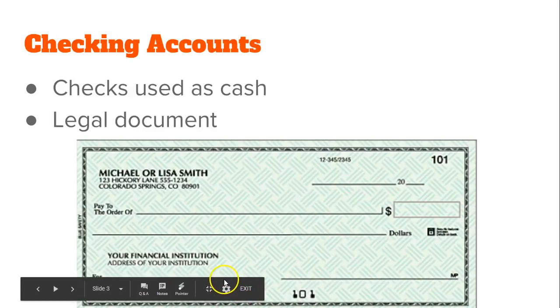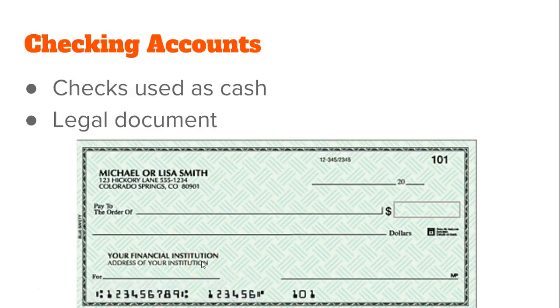Down here where it says "for," you might put in phone bill, or electric bill, and you might even put in the month for that particular bill. And then down at the bottom, you're going to sign the check.